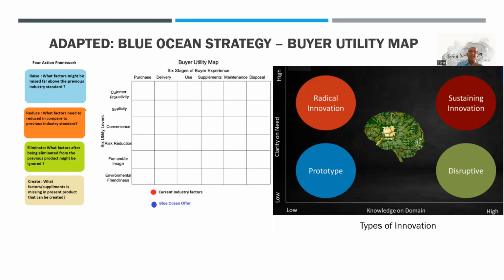Now, why is this coming into the picture? Because the six levers, which are based on the action framework, that is raise, reduce, eliminate, create, are supposed to be part of innovation. I'll take an example: iPhone 10 was already there, iPhone 6, 7 was there. So we had to raise that to give a better customer experience. So it has been raising, and it is a part of sustaining innovation.